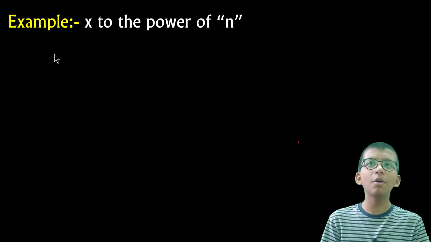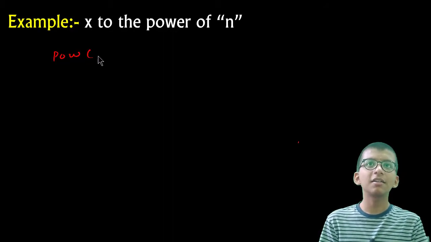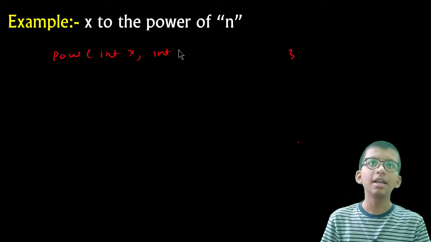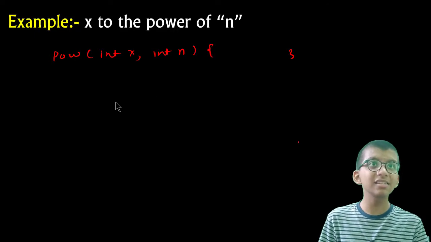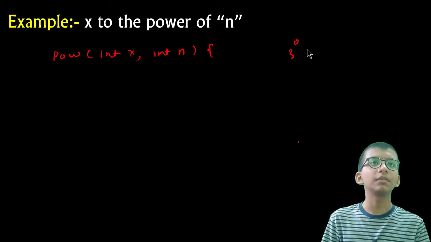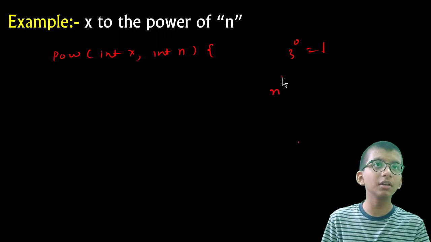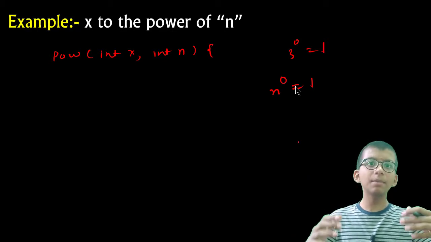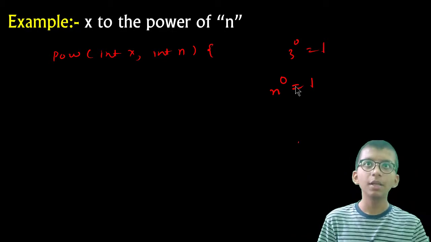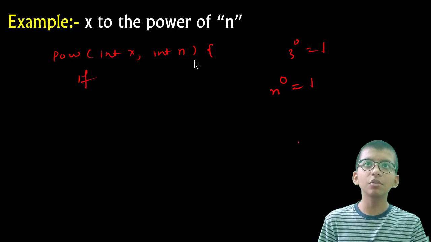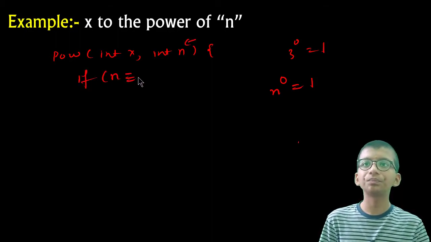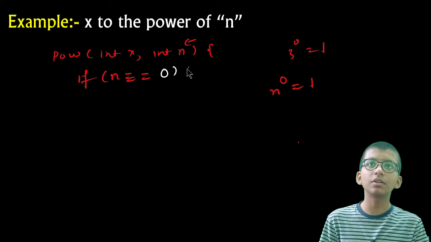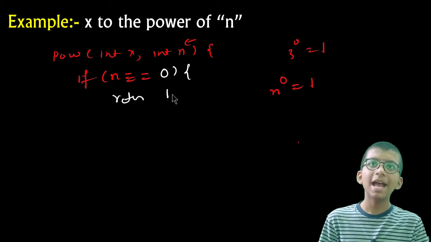So pow, I will write pow. It takes integer x, so x here is, let's say, 3, and integer n is the exponent, the power here. The base case is if n is 0, it will return 1, since you know that in exponents the power 0 of any number is equal to 1. So if n is equal to 0, then it will return 1. And this is the base case.